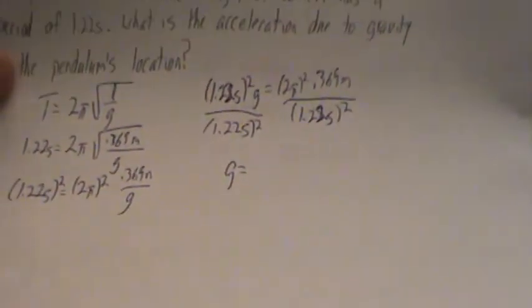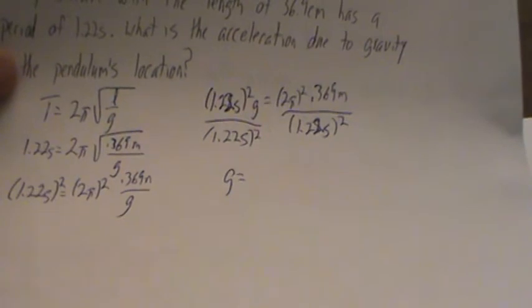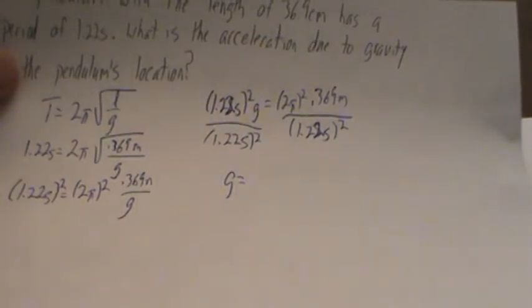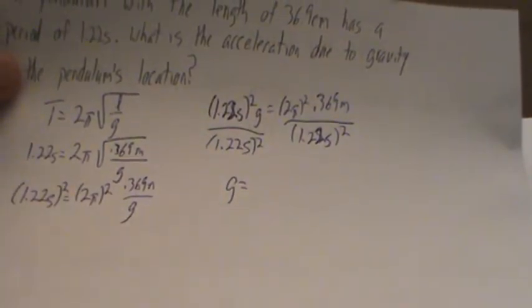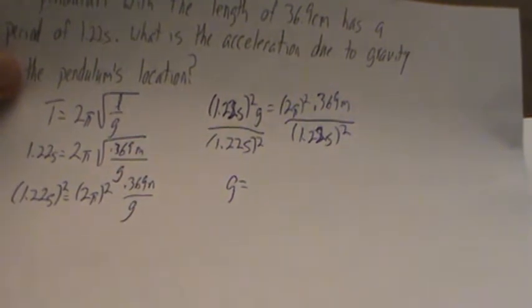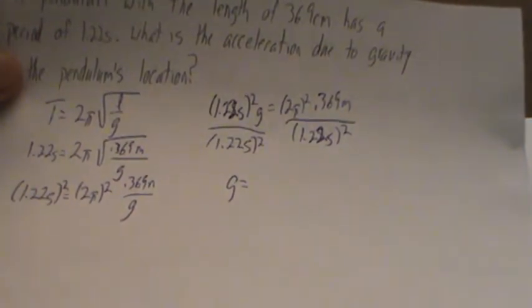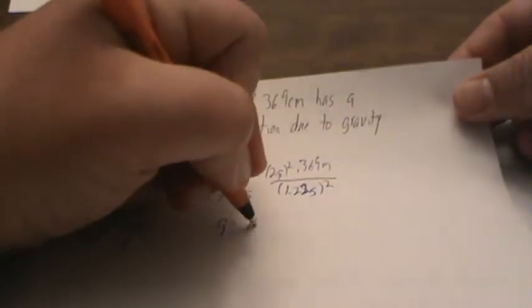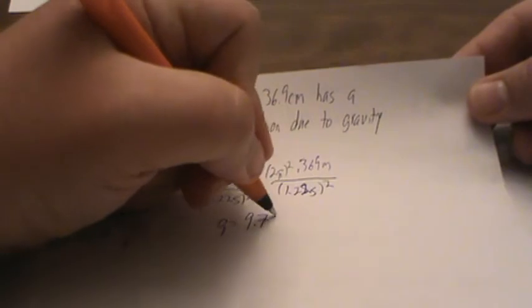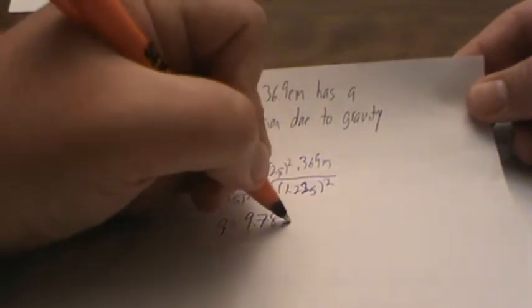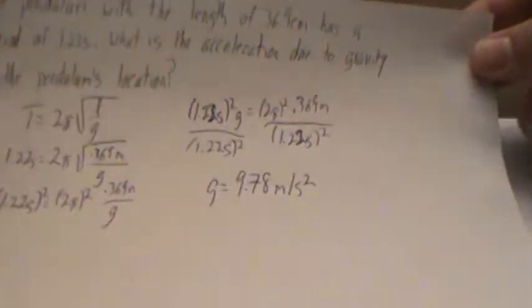Let's see what that comes out to be. 2 times 3.14 squared times 0.369, divided by 1.22 squared. I'm coming up with an answer of 9.78. That would be meters per second squared.